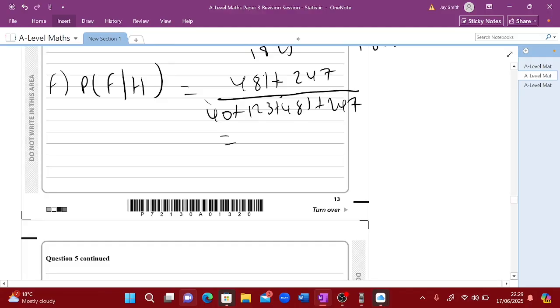And so then, if you work that out, 40 and 123, you get this number here, 728 over 891, and that's your probability.